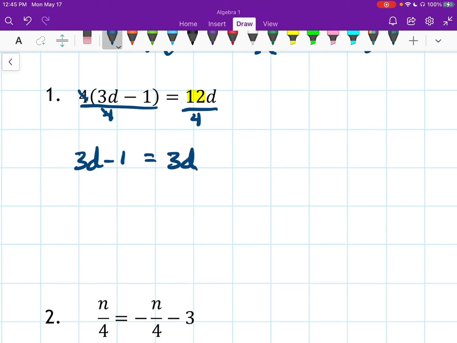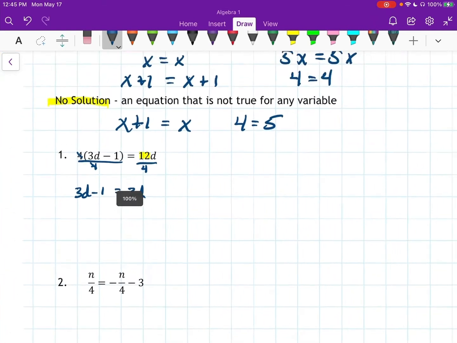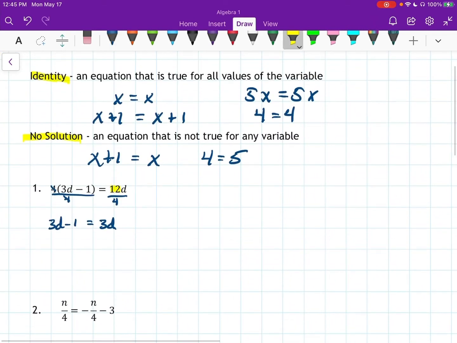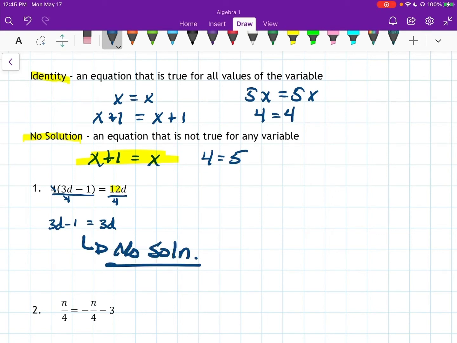Now we have 3d minus 1 equals 3d. When would that ever be true? And the answer is it won't. This is kind of like the x plus 1 is x example. There it is. So this is going to be a no solution. There is nothing you could plug in that would let those be true.